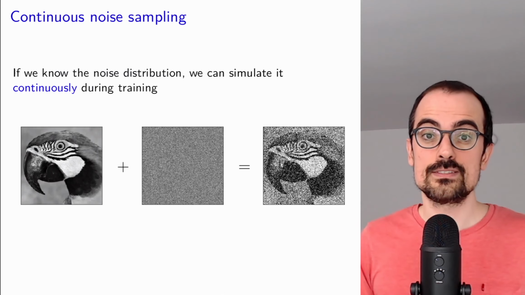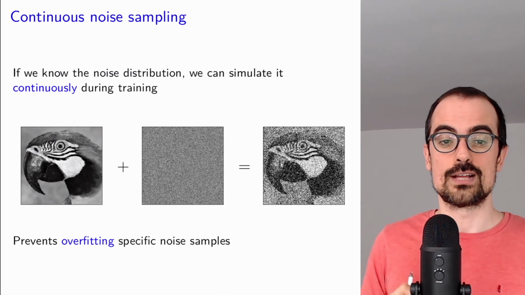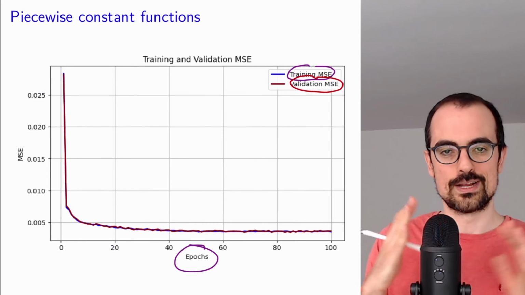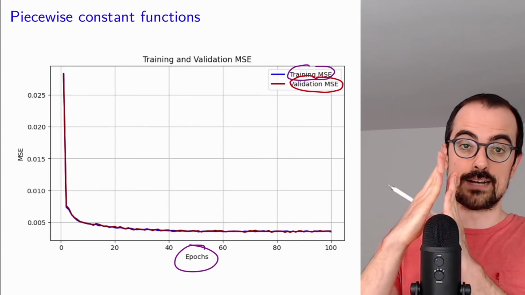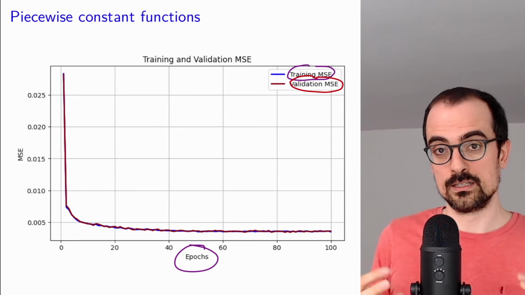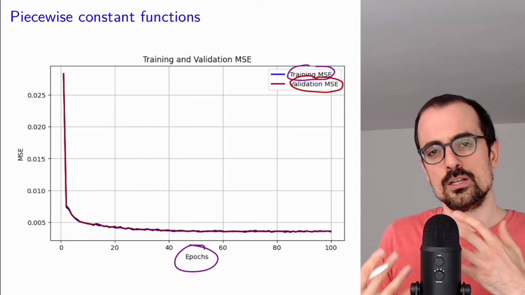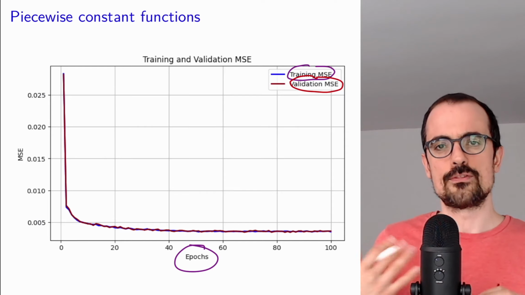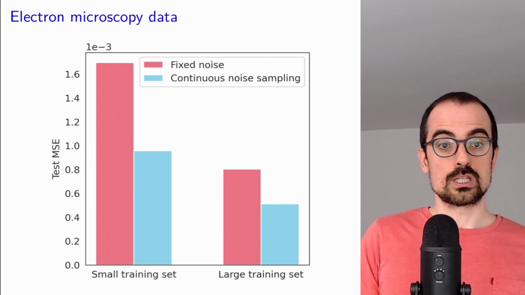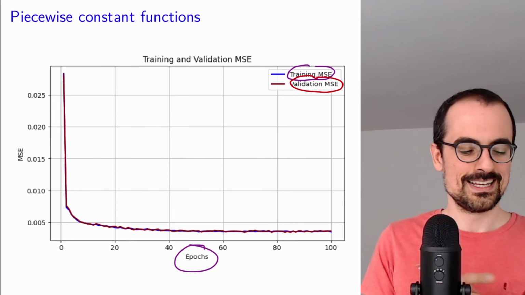And what this achieves is that it precludes the network from overfitting those specific noise realizations. And because of that, in this case, the training MSE and the validation MSE are quite similar. So we see that we prevent overfitting the noise during training. At least to some extent, you could always overfit the underlying clean image, but that's more difficult. That was for piecewise constant signals, they're 1D.